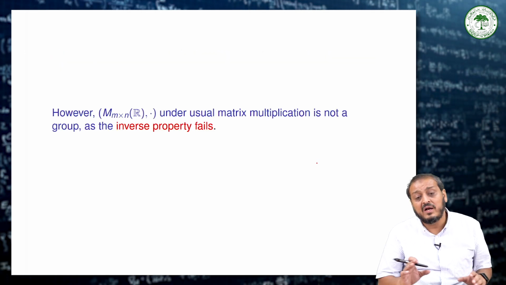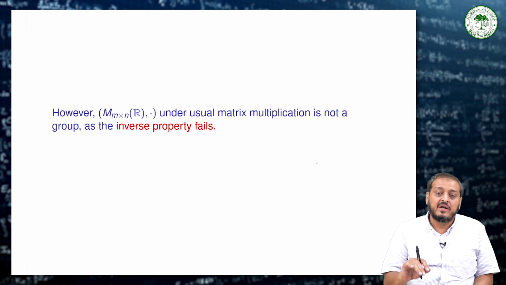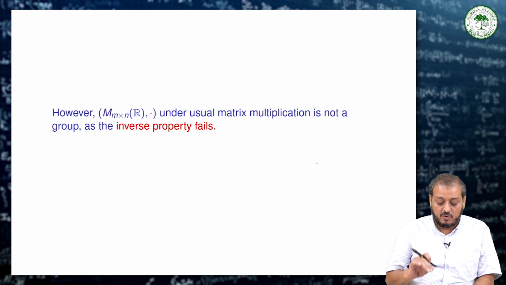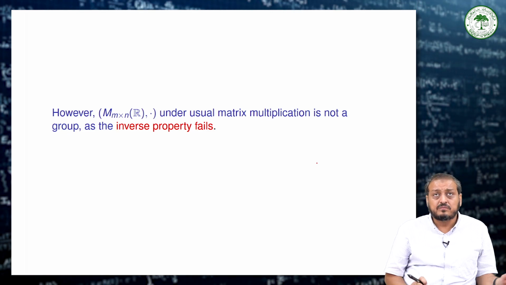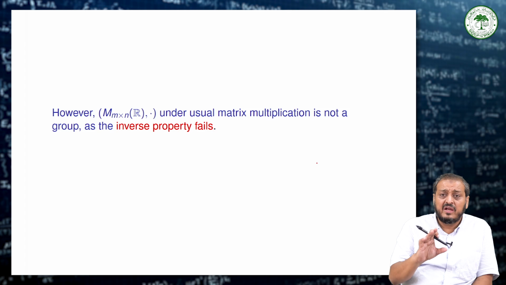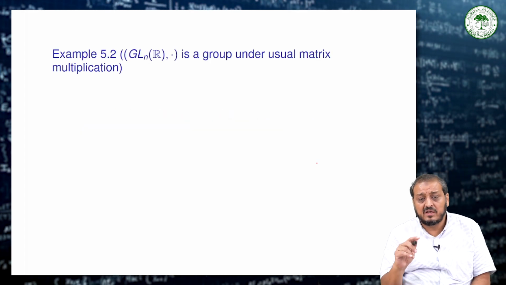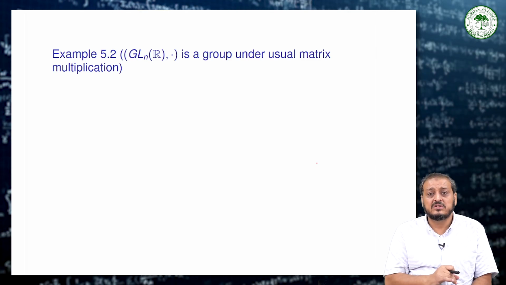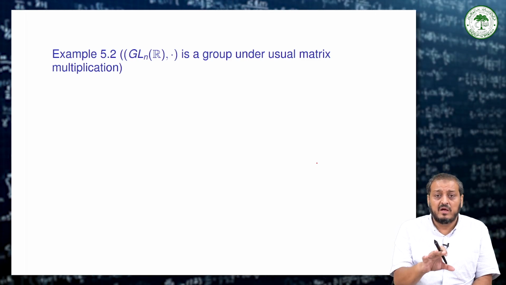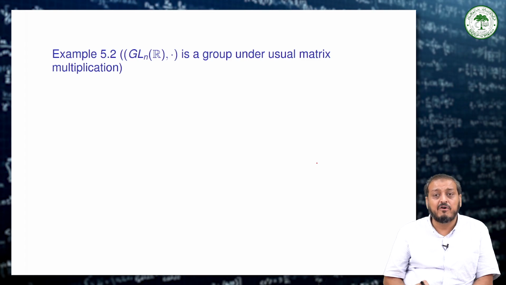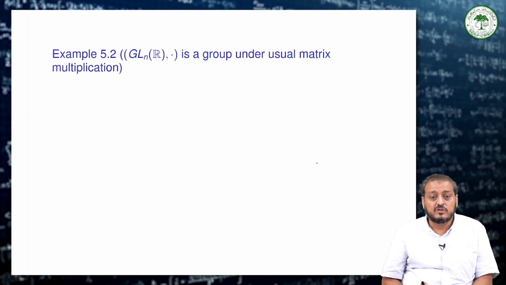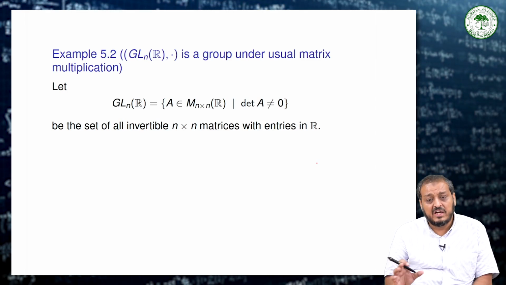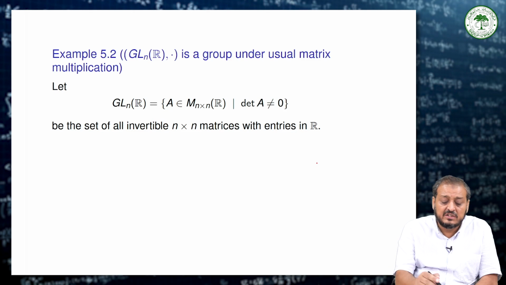So now under what condition should we impose on the matrices so that under multiplication they form a group? That means we want a set of matrices that under multiplication forms a group. So we take the set of all n by n invertible matrices, which we define in this form.